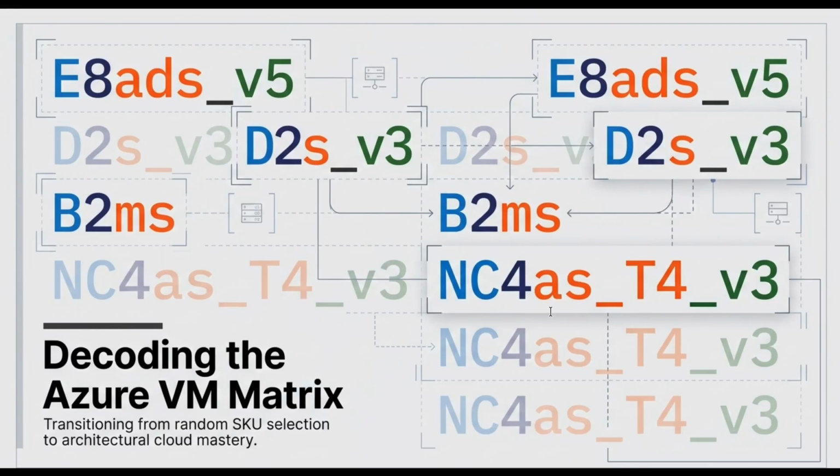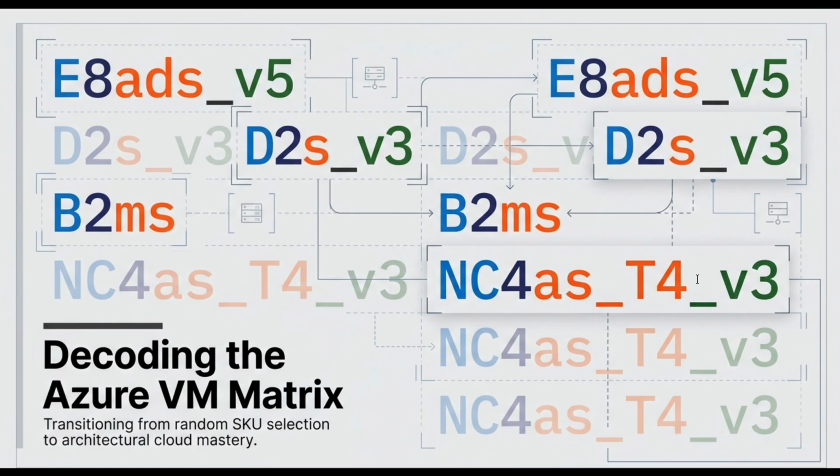Have you ever gone into Azure, tried creating a virtual machine, and suddenly saw weird names like E8ADSv5, D2sv3, or B2ms, or even NC4es_v3, and wondered, what does this even mean? How do people choose the correct VM size, and why are there so many different VM types?